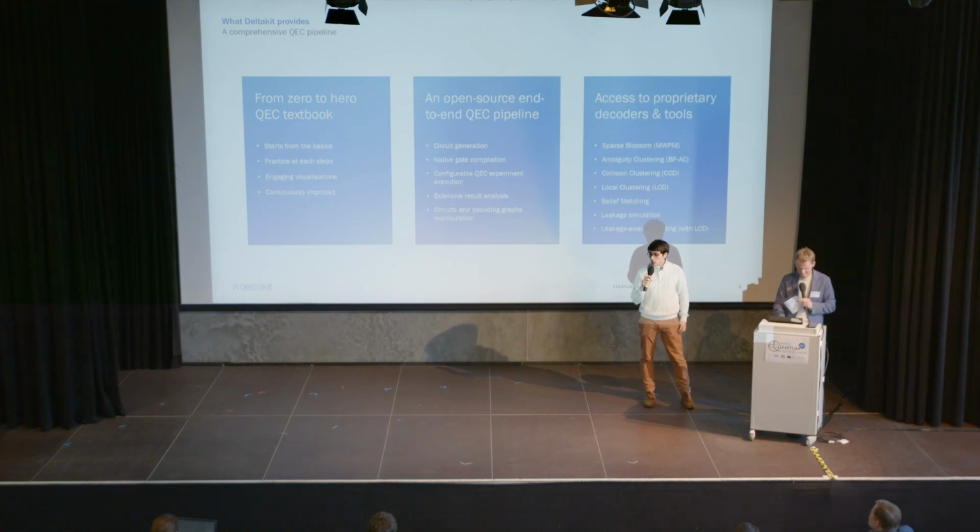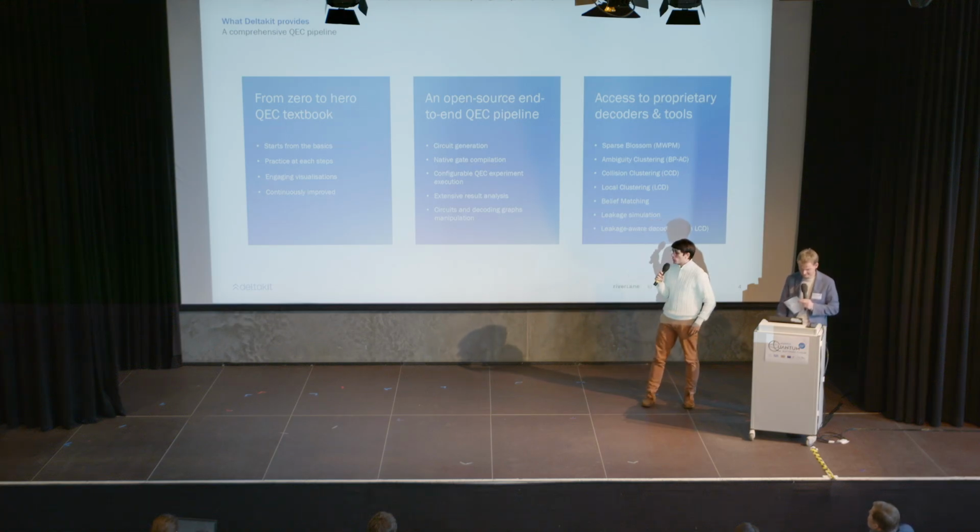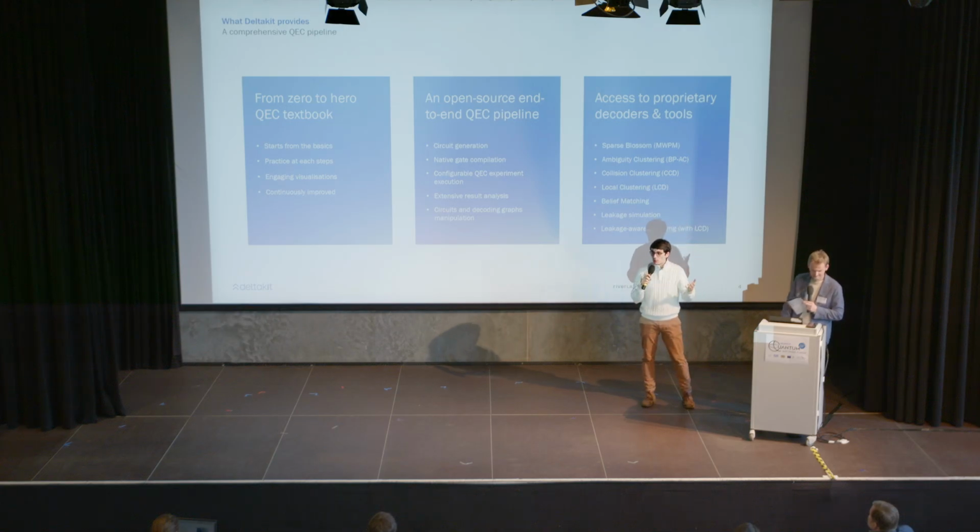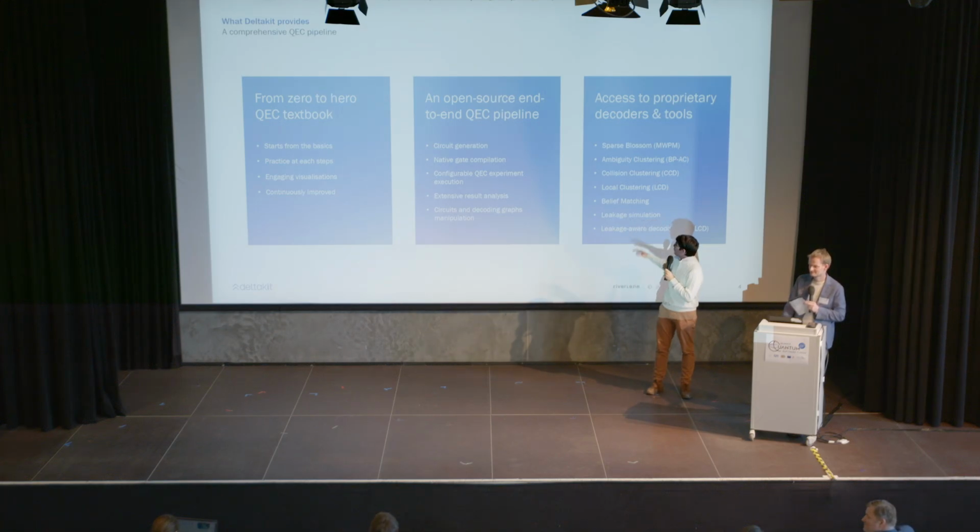You can just pip install Deltakit and that should work. If not, send me a message. And that open source library is here to get a full QEC pipeline from circuit generation to circuit manipulation, noise modeling, simulation, decoding, etc. Speaking about decoding, Riverlane is known for its decoders.